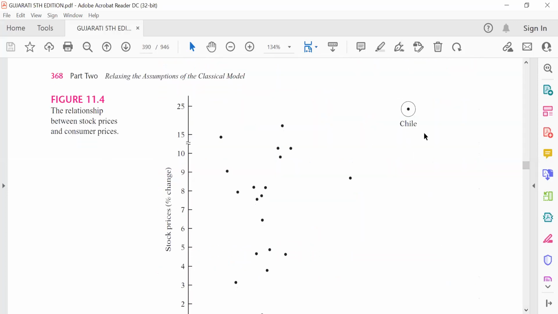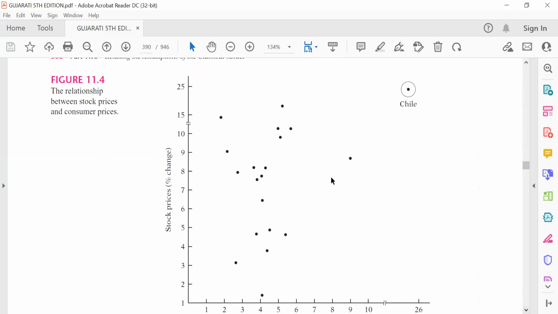Okay, this is an outlier. Our average is around here, but we have one outlier here. This outlier can cause heteroscedasticity.